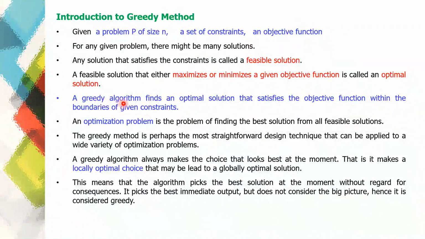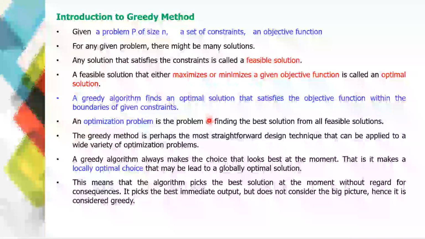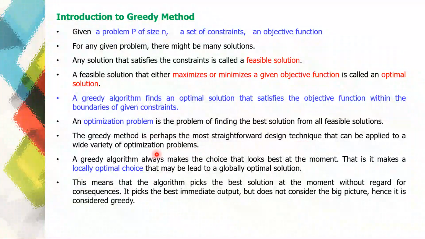Now, the objective of a greedy algorithm is to find an optimal solution such that the objective function is satisfied within the boundaries of the given constraints. Your solution is said to be optimal if it satisfies all the given constraints and it either minimizes or maximizes the objective function. The greedy method is the most straightforward and simplest design technique that you'll use to solve optimization problems. Most popularly, greedy approach is used to solve optimization problems.